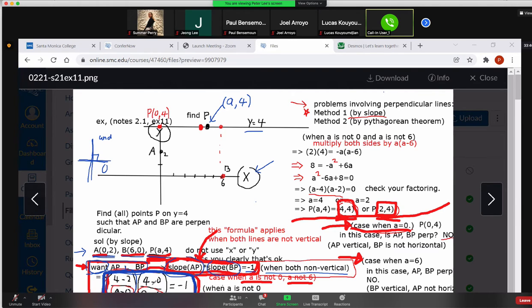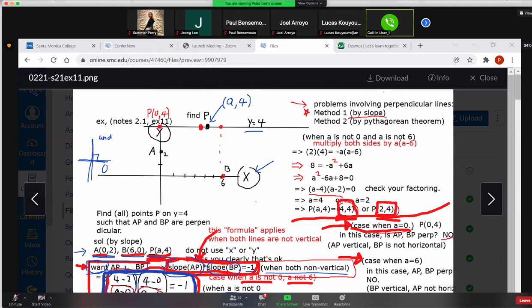Now note that this equation will be applied when A is not 0 and A is not 6. This is very important. So now, what does it mean when A is 6 or A is 0? Now, what happens when A is 0? When A is 0, this thing becomes undefined.